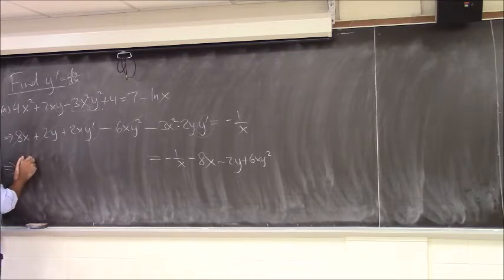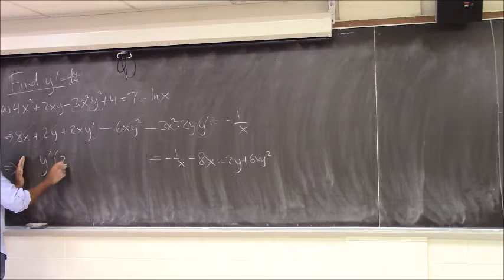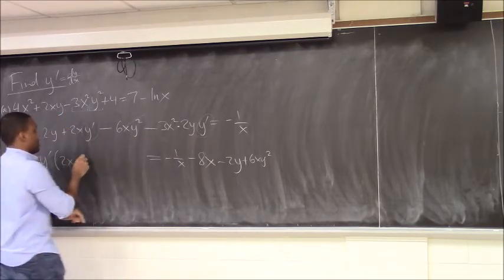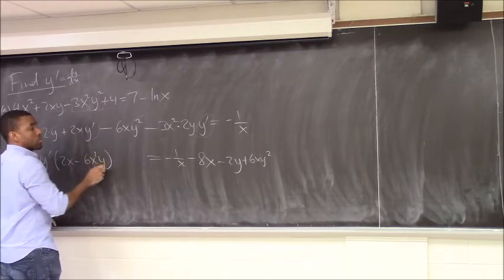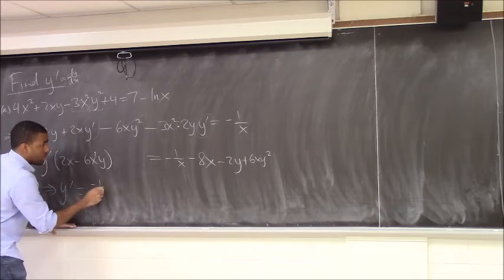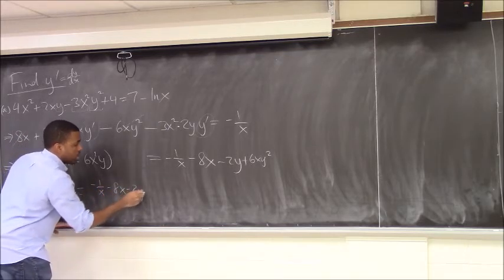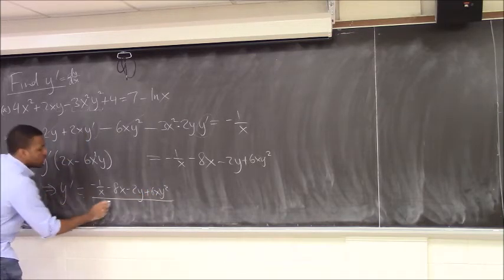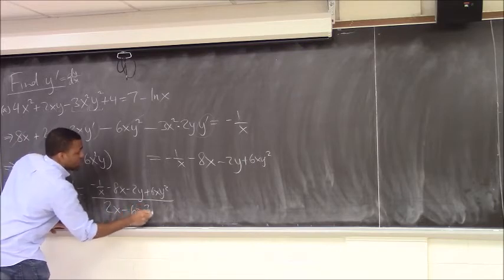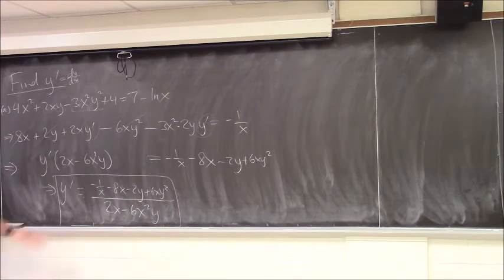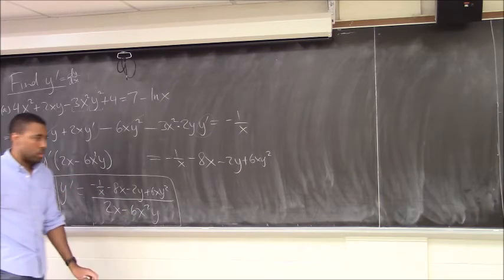Y prime is a common term. So I have 2x minus 3x squared, well, just write this as 6x squared y. And so then to find my y prime, I'll just divide. So it's minus 1 over x minus 8x minus 2y plus 6xy squared over 2x minus 6x squared y. That would be my derivative. It's a complex fraction, but we can multiply by x over x to kind of clean that up. I'm not worried about that at this point.